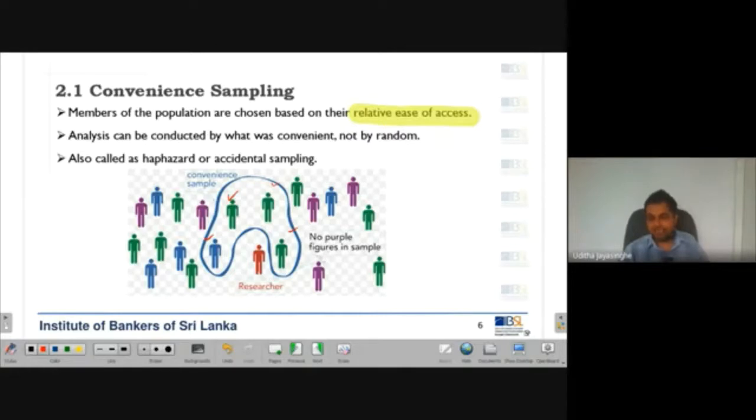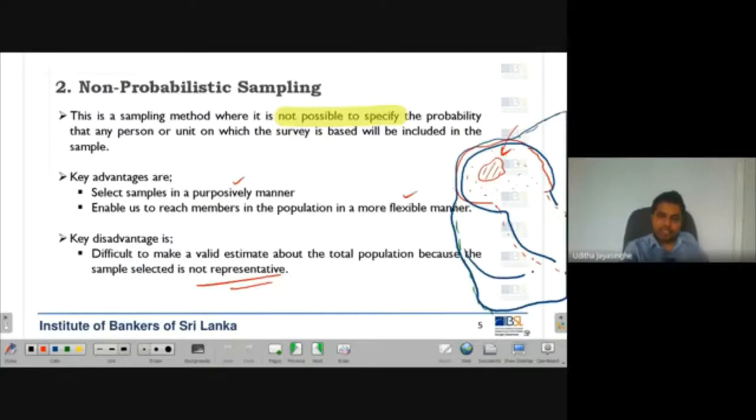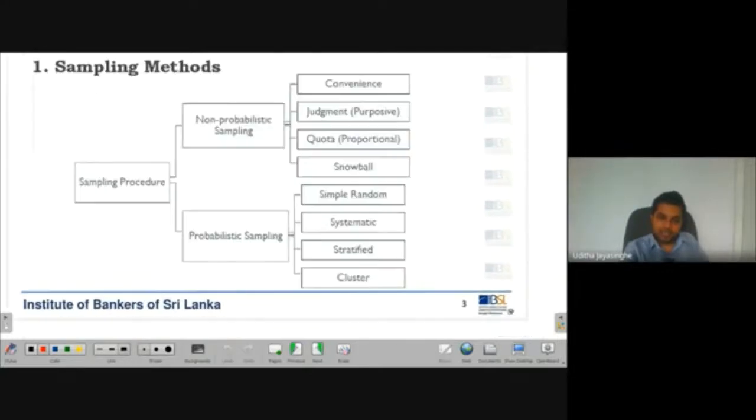Now see the risk. For the convenience purpose, he has gone and selected data from these chaps. But for this population, if you really look into it, there are blue, green and purple elements. But for his sample, he has only selected blue and green. No purple figures are selected in the sample. So see the issue. Did we discuss this somewhere over here?